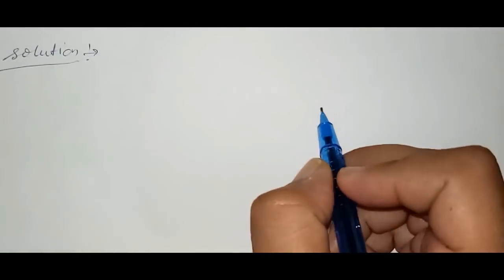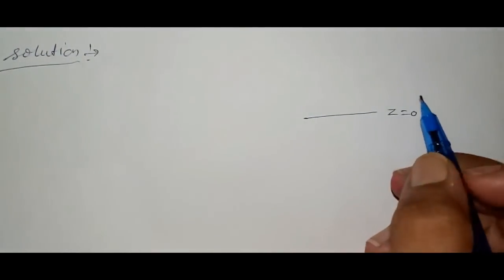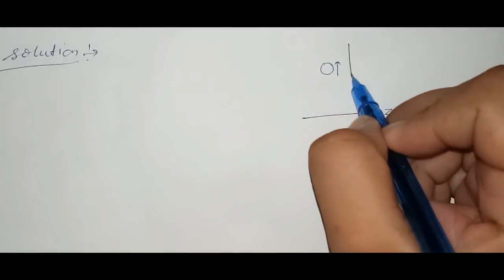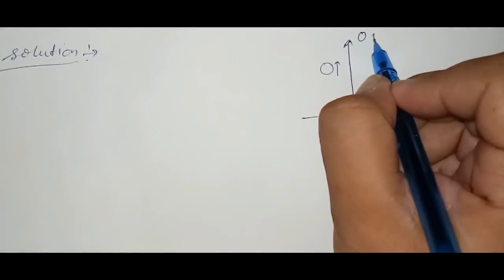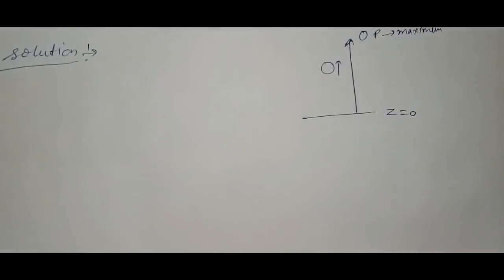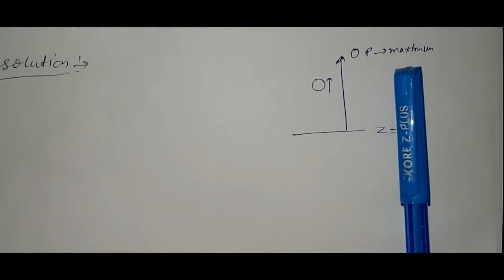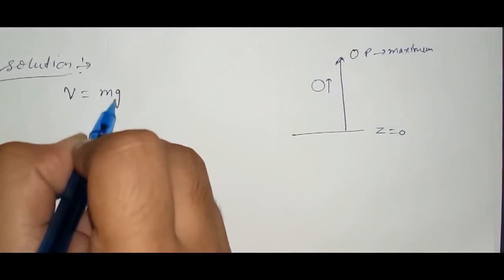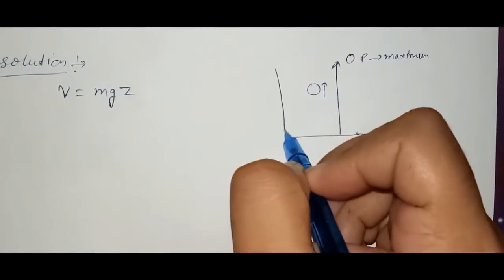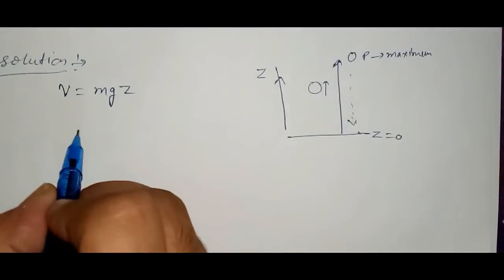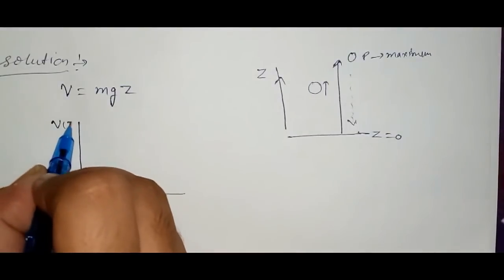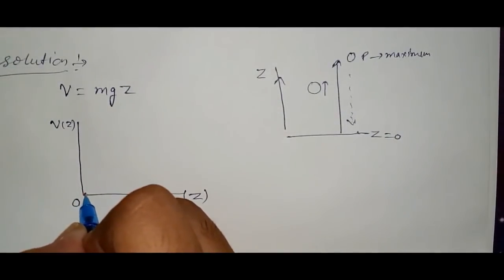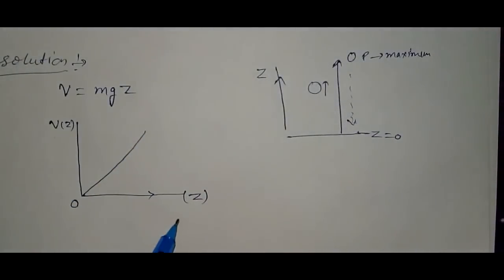So the solution is, we have one surface that is z equal to 0, and we throw the ball, it reaches some certain height, it has some maximum potential, and at a certain height the velocity will be 0 and it will come back. In that case we have potential equal to mgz, where z is the coordinate. Now we have a graph between potential and coordinate z, and the graph is linear.